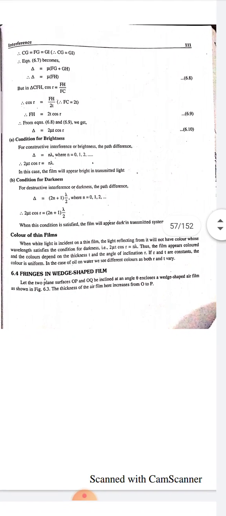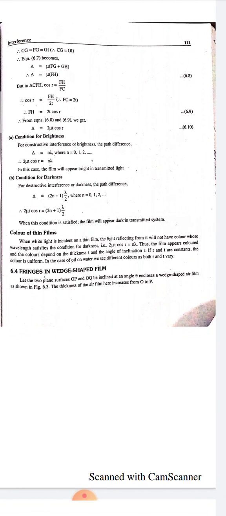The color of the thin film. When white light is incident on the thin film, the light reflecting from it will not have the color whose wavelength satisfies the condition for darkness, that is 2 mu t cos r is equal to n lambda. Thus the film appears colored, and the color depends on the thickness t and the angle of inclination r. If r and t are constant, the color is uniform.